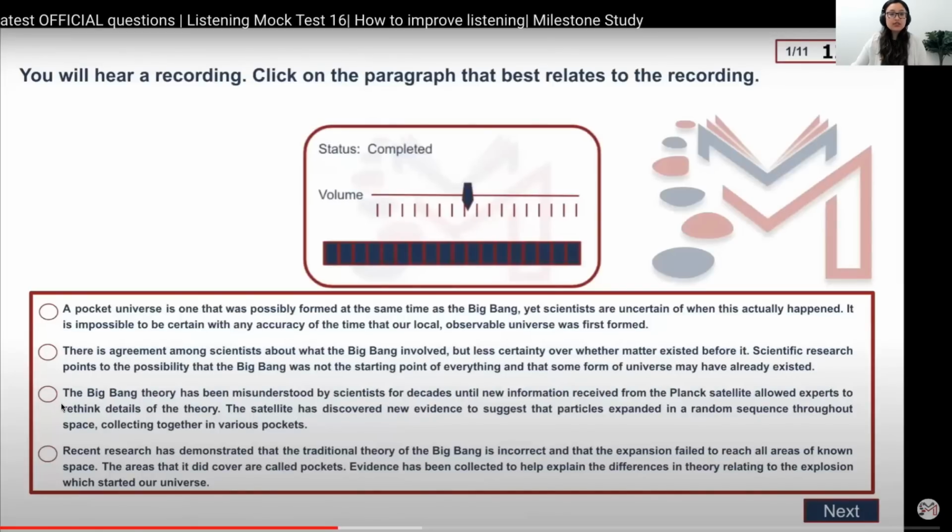So how I did it was eliminated C and D and then left with A and B, because the whole idea was not about a pocket universe. A pocket universe was just one part of the entire audio. I neglected that and then pointed out, and then finally came down to the Big Bang theory, what the Big Bang involved. That's it. So that is for highlight correct summary. Now let's move on to the next question.